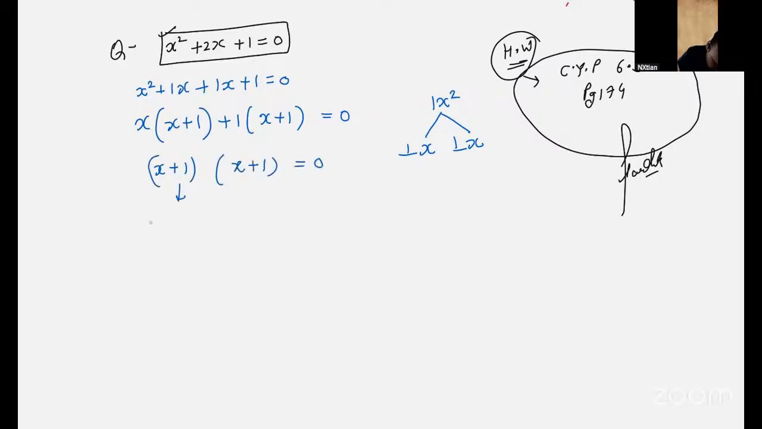Now, what is the value of x? Both are minus 1, because x plus 1 is equal to 0, so x is equal to minus 1. And from this, it is also x equals minus 1. Okay, so now verify it.